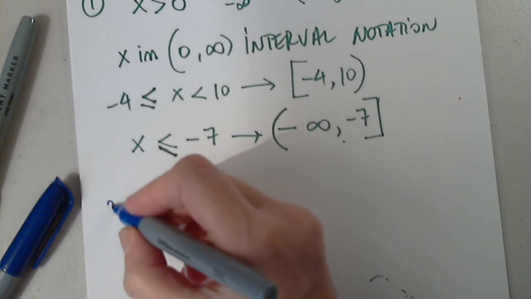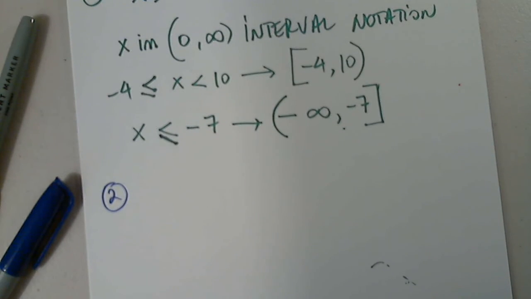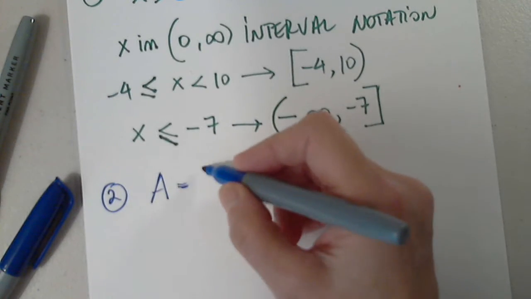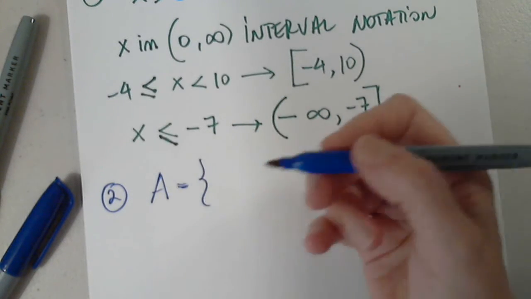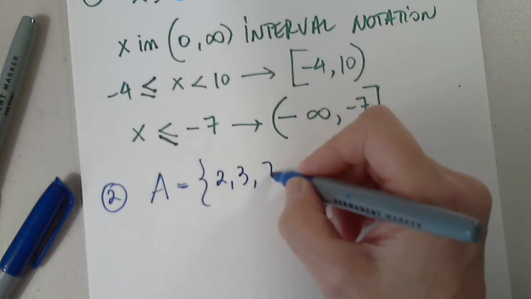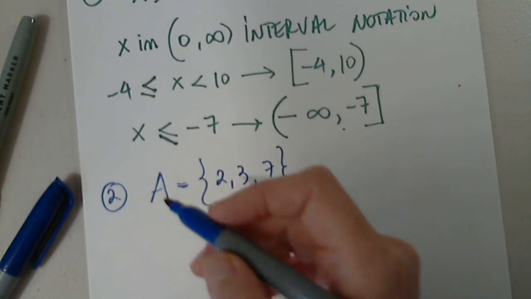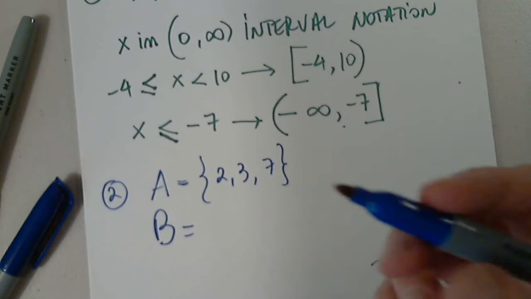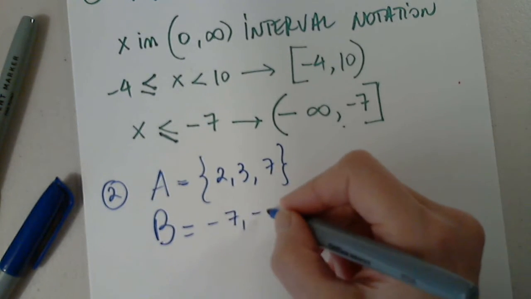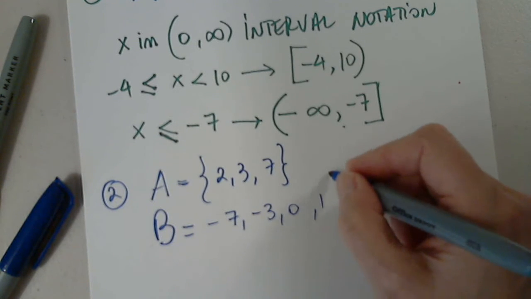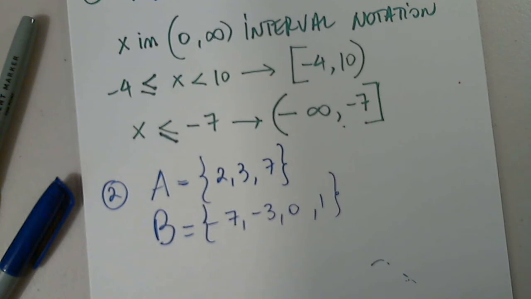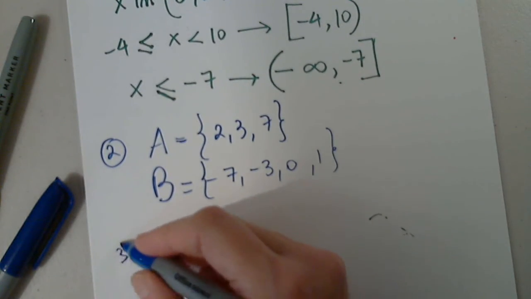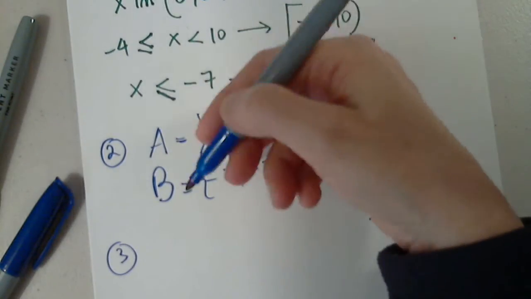Now, in number 2, the set notation, these are sets of elements or numbers if you want. This is one set. Let's say 2, 3, and 7. Here's another set. We normally denote them by uppercase letters. -7, -3, 0, 1. These are sets.